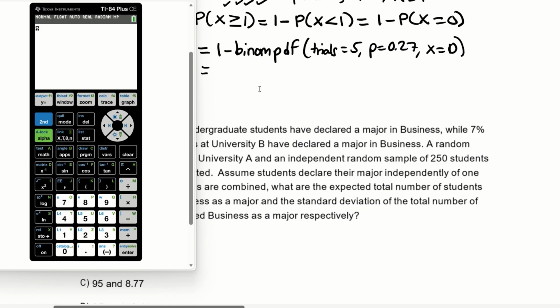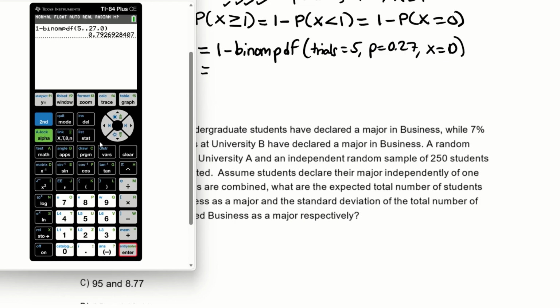So here we go. We got 1 minus binom PDF. So that's what we're going to do. We're going to type in 1 minus, oops, not list 1, 1 minus, and then we're going to go second vars. And we're going to go down to binom PDF. I'm going to go all the way down to the list, so I'm just going to do the up arrow. That'll take me down to the bottom of the list. And then binom PDF. We have 5 trials, and we have probability of success is 0.27, we mentioned. The x value is 0.